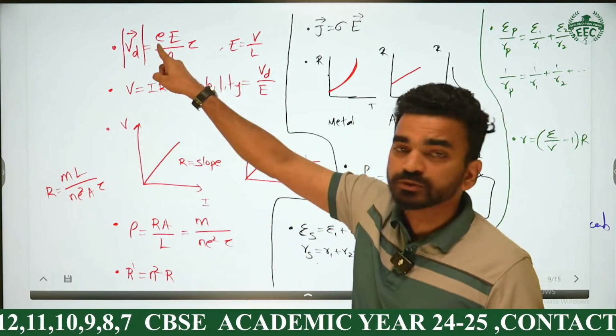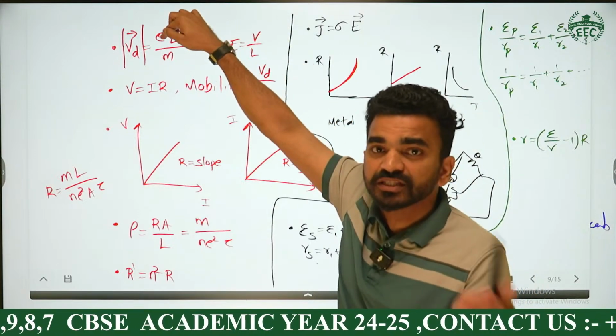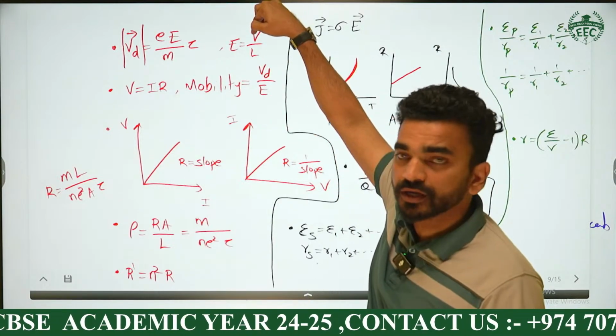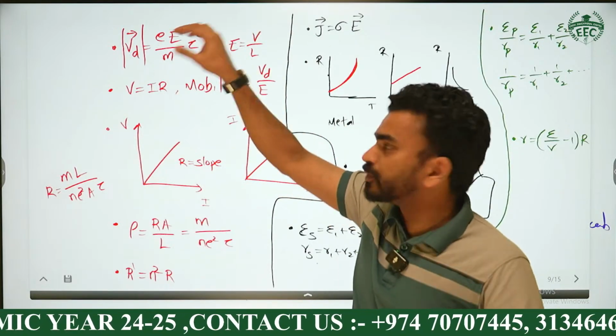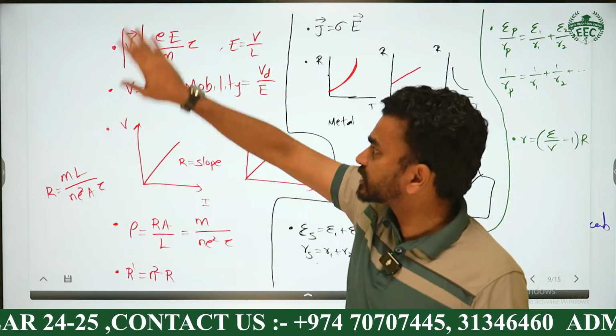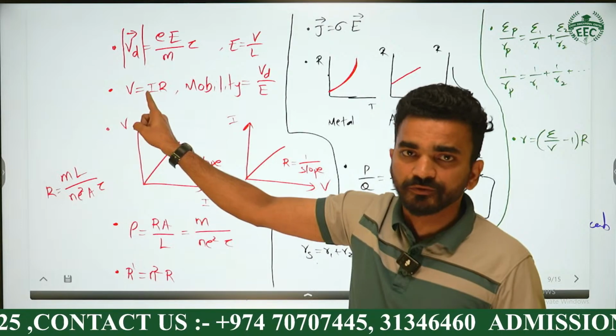Alright. And you guys want to remember one more thing. Electric field, sometimes they will not directly give. Electric field is given by voltage by length of the conductor. Remember this formula. Sometimes you will get easy numericals. Okay, that's the level the board will ask. Just remember that. Then V is equal to IR. This is what we call Ohm's law.